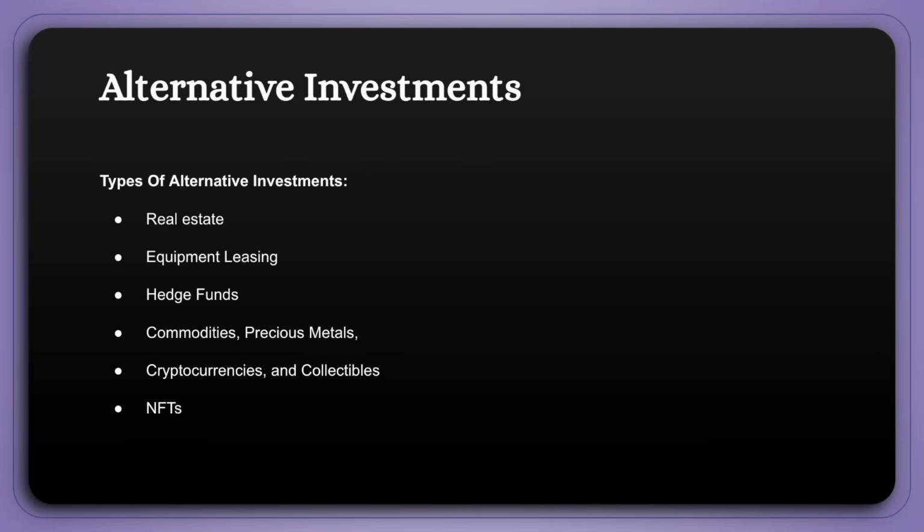But alternative investments like real estate include purchasing land or property. Equipment leasing is when you lease equipment as a business, which can help you generate revenue when you aren't using the equipment. Hedge funds are a little bit more complicated, but they're similar to investing in a group of stocks. Then there are commodities or precious metals. Yes, you can invest in things like lithium or aluminum. And cryptocurrencies and collectibles, so things like Bitcoin, Ethereum, and so on, and NFTs.